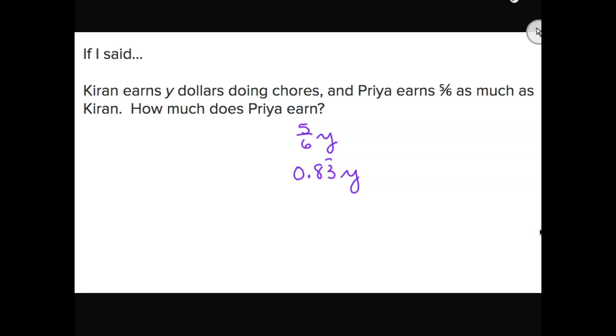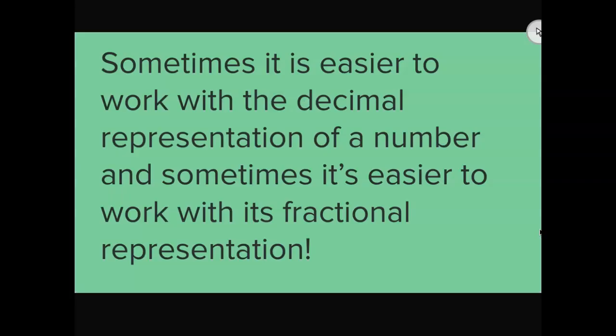All right, you're going to notice that sometimes it's easier to work with a decimal representation of a number, and sometimes it's easier to work with a fractional representation, especially when you're dealing with those repeating decimals. But when you're wanting to use a calculator, sometimes the decimal is a lot easier. When we're going to percents, decimals make it easier too.